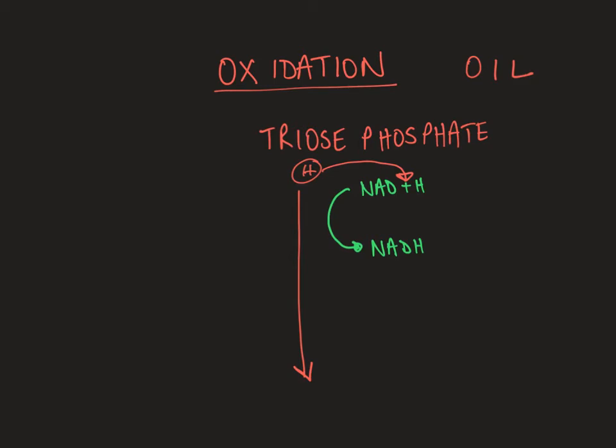Now, a little point to note here is that we started with 1 6-carbon sugar, and now we have 2 3-carbon sugars. So from here, everything happens twice. Because we've got 2 triose phosphates, we're going to end up with 2 reduced NADs, because each triose phosphate is now going to go through this whole process.